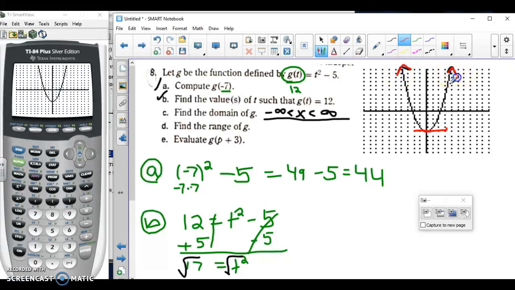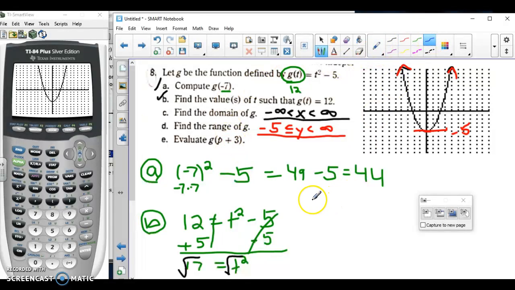Now we notice that the graph stops down here and goes all the way up. And we count, it goes down 1, 2, 3, 4, 5. So the lower bound is negative 5 and the upper bound is positive infinity. So our range would be negative 5 less than or equal to y, less than infinity. Okay, and then we have evaluate G of p plus 3.